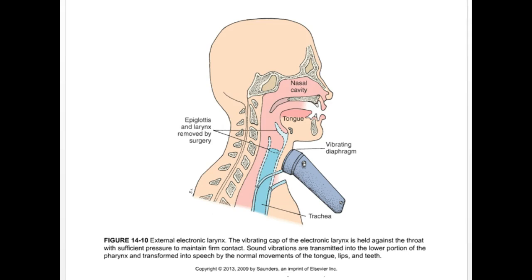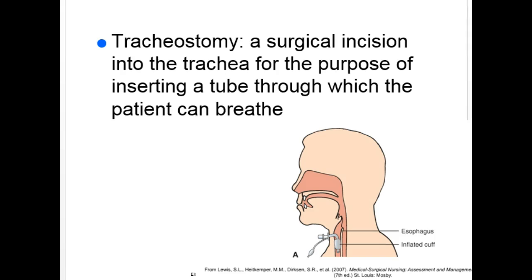In this diagram, you see an example of an electronic artificial larynx. It's a battery-powered device that's applied to the skin of the neck and is used to simulate speech. Sounds are not necessarily voice-like, they're more electronic-like, but they are understandable and make it possible for the patient to communicate. Let's take a minute to just look more closely at the tracheostomy.